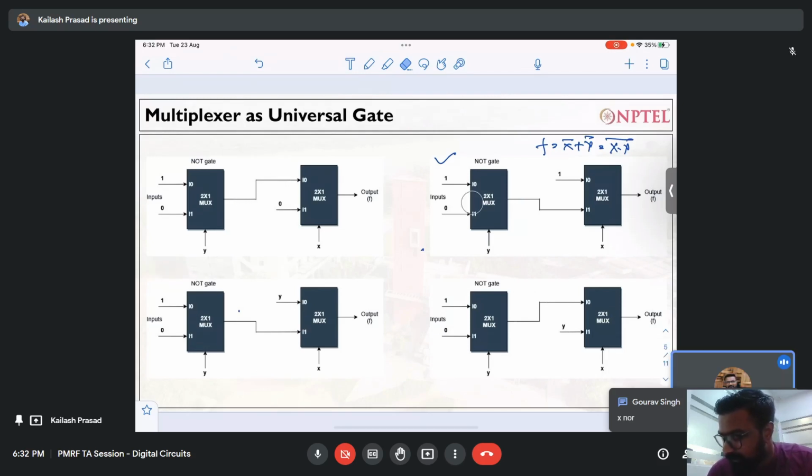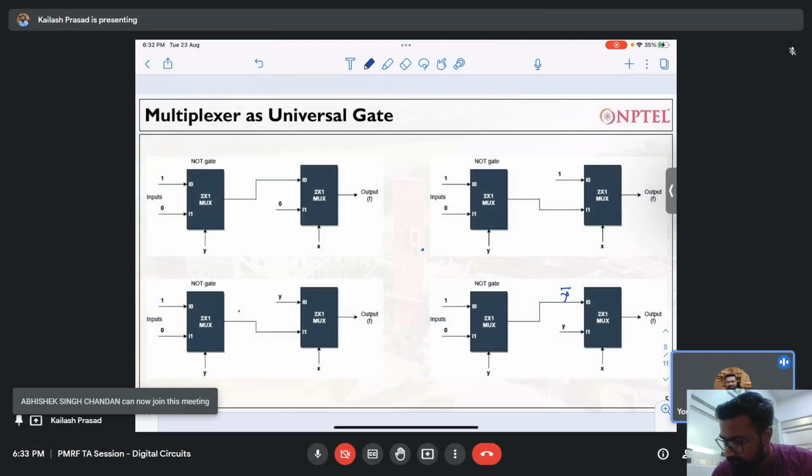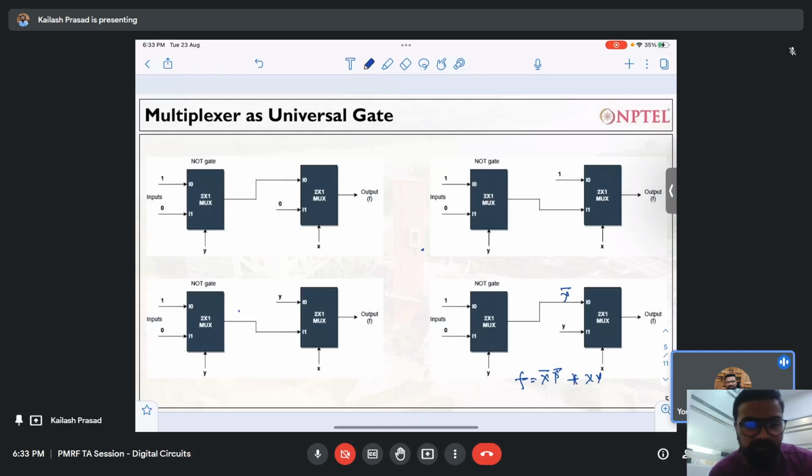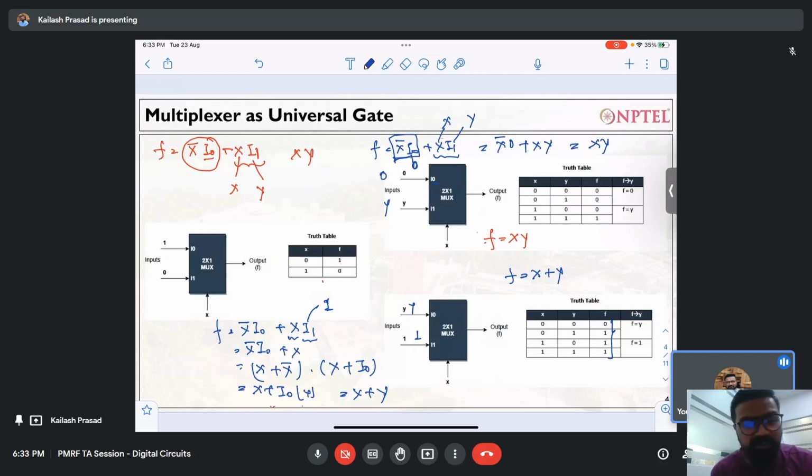Without solving, I don't believe this can be an XNOR, but let's see. If I put y here, this will be y bar. If I write the equation directly, I should not write the basic equation now. It will be x bar y bar plus xy. So this is the equation of XNOR, x bar y bar and xy. So what we have done here, we have solved seven circuits, not eight, seven.